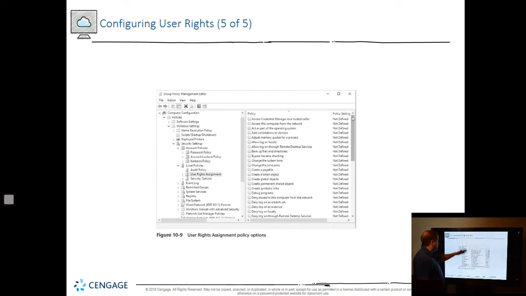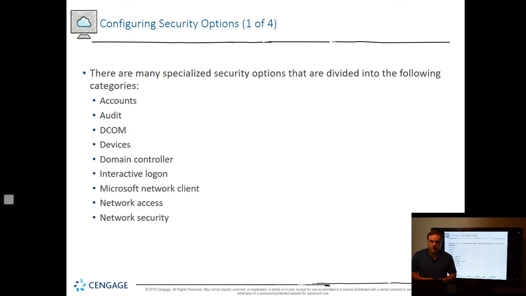This is another group policy option, user rights assignment on the left, and you see all the different rights that they can have on the right. There are many specialized security options divided into the following categories. You can see all those categories there. And these specialized security options, once again, you give out sparingly to people that you want to be able to have access to them.